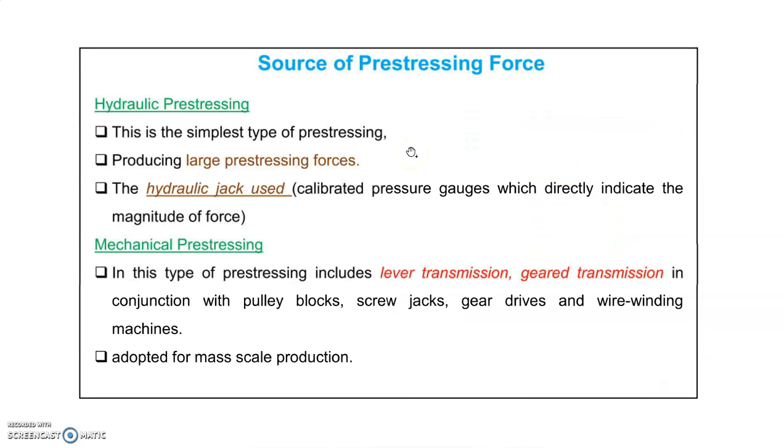So these are the sources of pre-stressing force. Hydraulic pre-stressing is the simplest, which produces large pre-stressing forces. Generally, hydraulic jacks are used to indicate the magnitude of force. In mechanical pre-stressing, lever transmission and gear transmission are used in conjunction with pulley blocks, screw jacks, gear drives and wire winding machines. Mechanical pre-stressing is adopted for mass scale production.